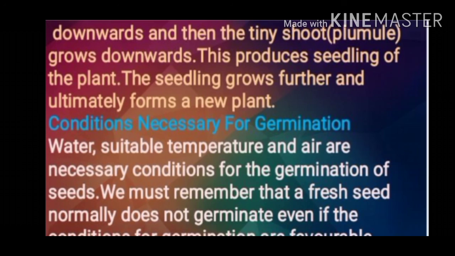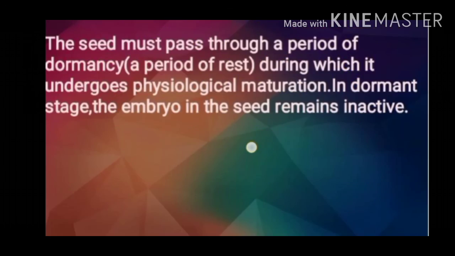Let's see what conditions are necessary for germination of seed. Water, suitable temperature, and air are necessary conditions for the germination of seeds. We must remember that a fresh seed normally does not germinate even if the conditions for germination are favorable. The seeds must pass through a period of dormancy, that is a period of rest, during which they undergo physiological maturation. In the dormant stage, the embryo in the seed remains inactive.